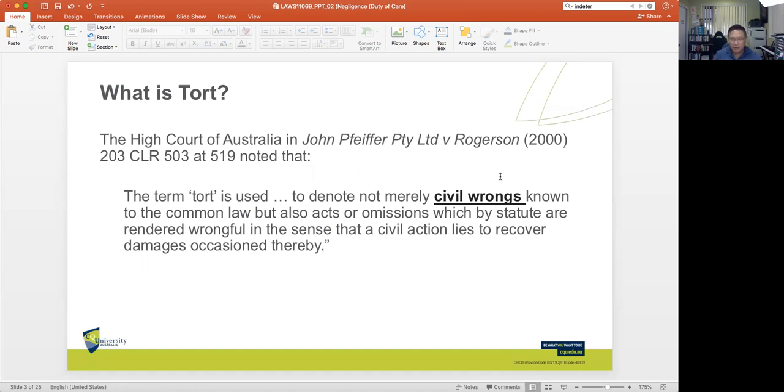And because they are civil wrongs in the sense that they cause damage or injury or harm to an individual or to property, it will then enable a plaintiff to seek to recover damages occasioned thereby.